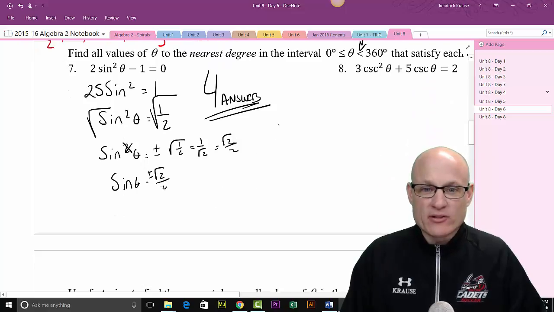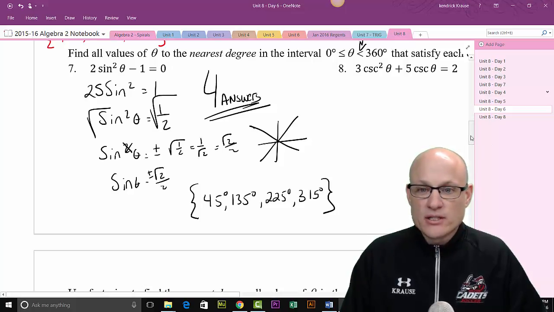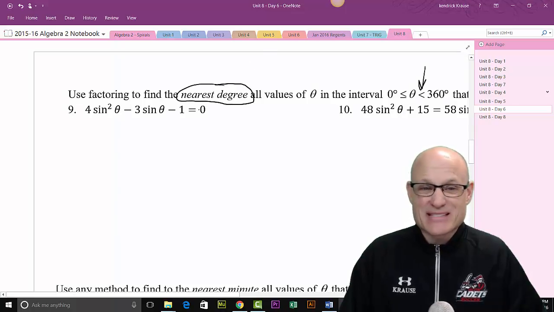And again, 45 degrees in every quadrant. Hopefully I have 45, 135, 225, and 315. So 45, 135, 225, and 315 degrees. All right, going off to number 9. Again, not using 360, and this time we're rounding to the nearest degree so we don't have to DMS anything.